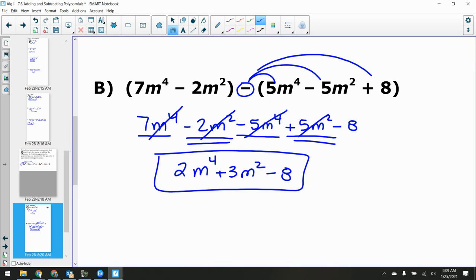Can someone name that for me? What would the classification be for that? That would be a quartic trinomial. Yeah, good. Quartic trinomial. The degree is 4, so I would say quartic. It's got 3 terms, so quartic trinomial.